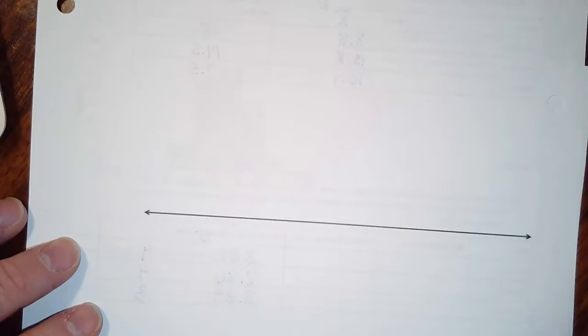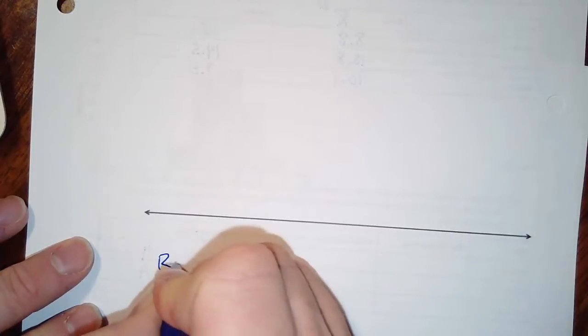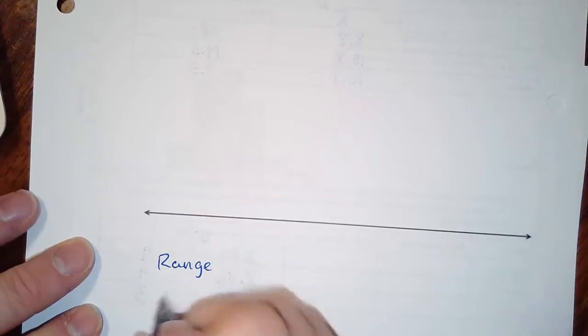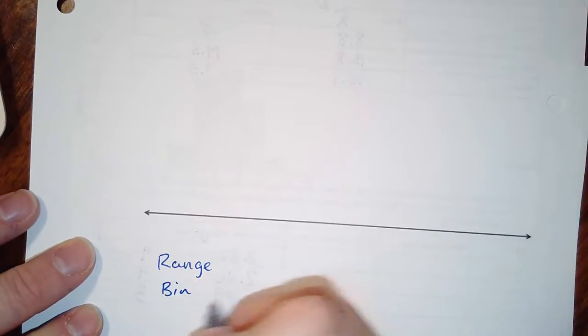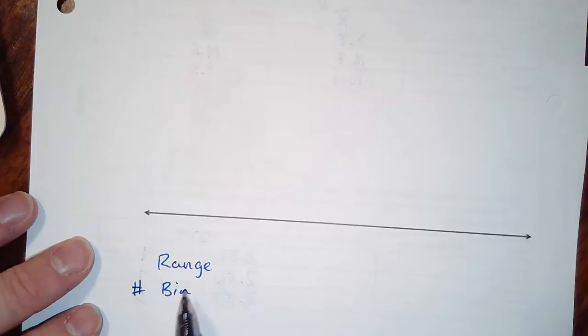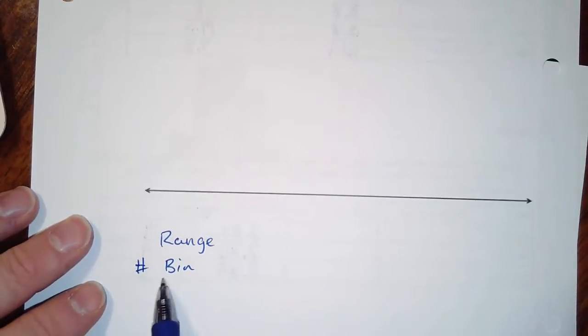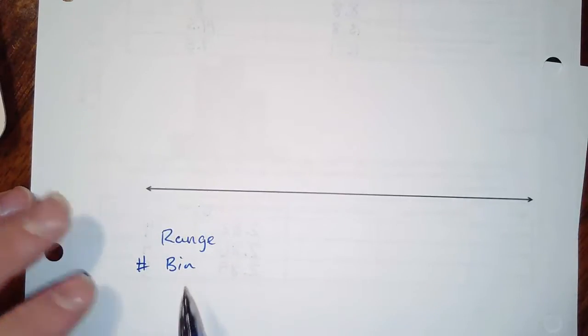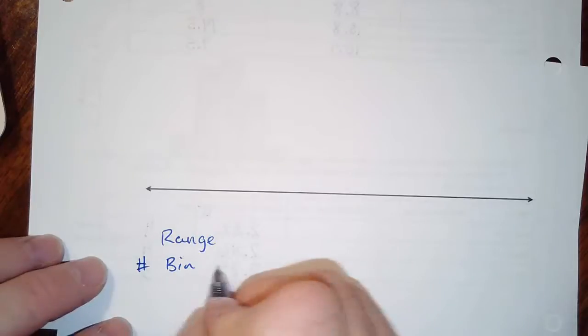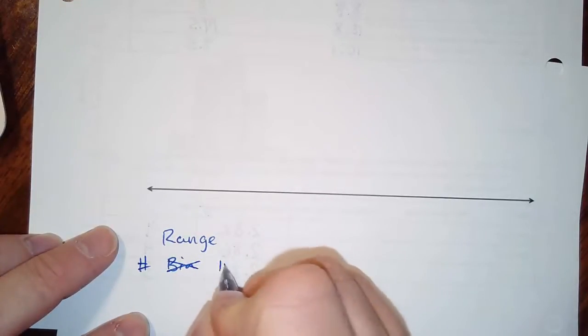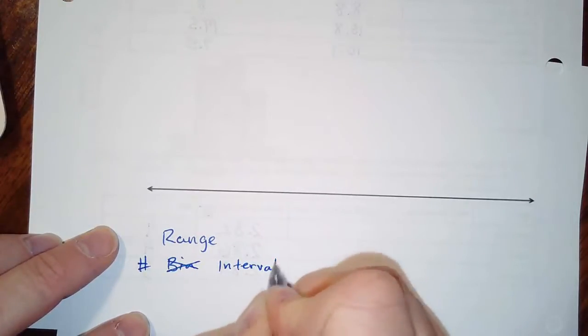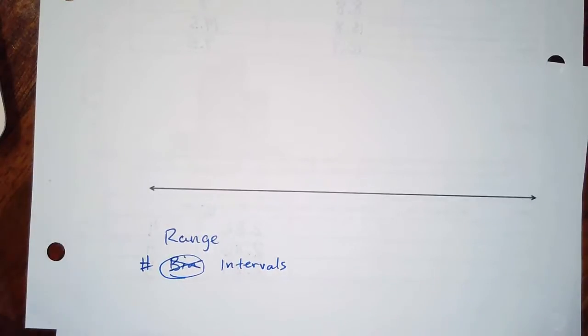Something like your range needs to be considered, your bin, like the number of bins. This is really a fancy old person term for garbage pail, like how big of a section are you going to do. A better word might be the number of intervals. They literally use bin though, because it's like you throw something away, you throw it in a garbage bin.